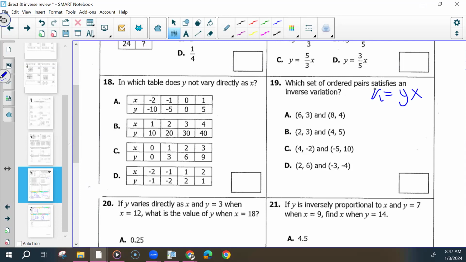C. So if we were to multiply these two, 2 times 6 gives us 12, and -3 times -4 gives us all the above. So that would be our inverse variation. Other questions?